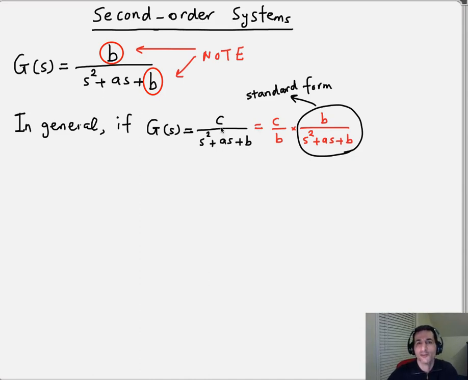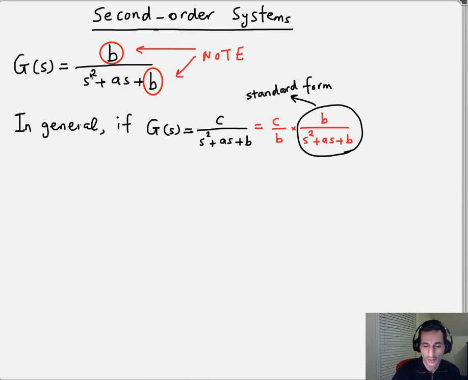What you can do, for example, if you had c over s squared plus as plus b, all you need to do is just multiply it out. So it's going to be c over b multiplied by b over s squared plus as plus b. So now you just have it in the standard form of a second order system, with a coefficient in front.